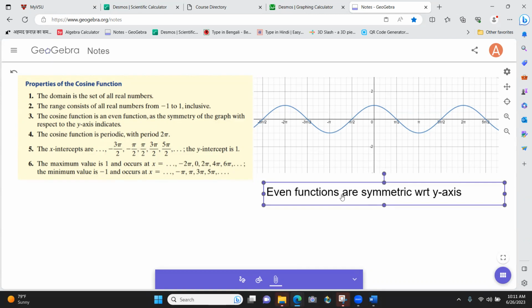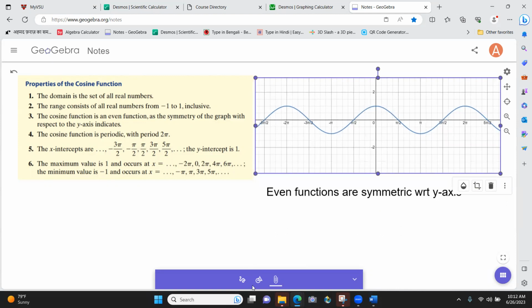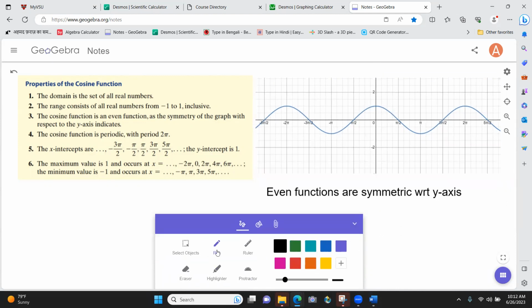That's how we know if a function is odd or even. If a function is even, it will be symmetric with regard to the y-axis. If a function is odd, like the sine function is, it will be symmetric with regard to the origin. With regard to the origin is a little more difficult to see. You put one on top of the other and move it half a circle. But with regard to the y-axis, it's very easy to see. I can clearly see that this is the mirror image of this.